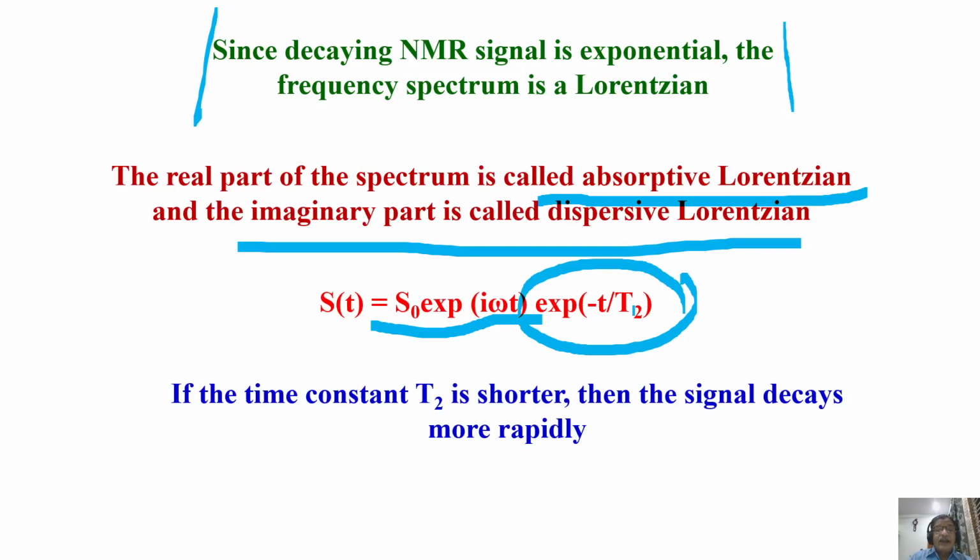Signal decays very rapidly. If the T2 is longer, the signal takes more time to decay. That is the physical explanation here. Look at this term. This decay term depends upon T2. So you can talk about the decay of the signal in terms of T2.